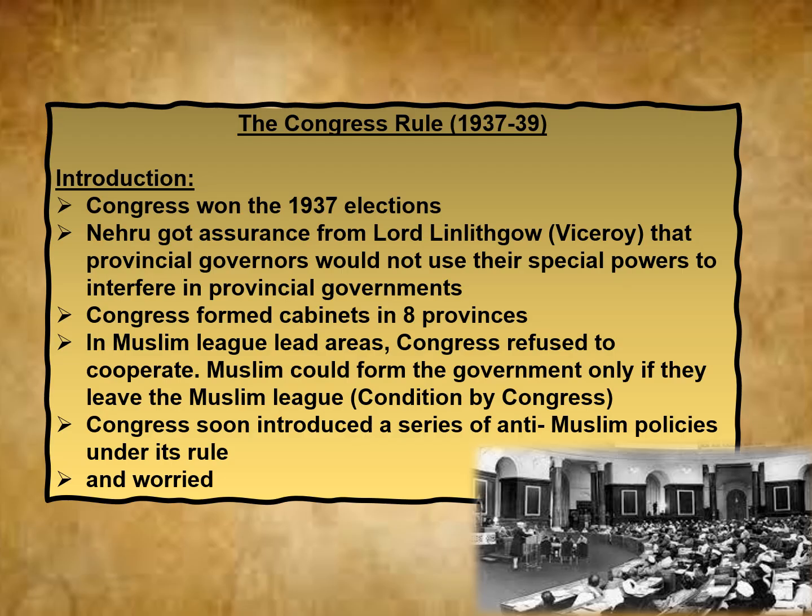Now, let's talk about the famous Congress rule of 1937 to 39. First of all, in its introduction, we all know that Congress won the 1937 elections, and Nehru got assurance from Lord Linlithgow, who was the viceroy at that time, that provincial governors would not use their special powers to interfere in the provincial governments. So Congress formed 8 cabinets in 8 provinces, and in Muslim League-led areas, Congress refused to cooperate with the Muslim League, and Muslims could form government only if they left the Muslim League. It was a condition set by the Congress. So Congress soon introduced a series of anti-Muslim policies under its rule, which worried the Muslims.